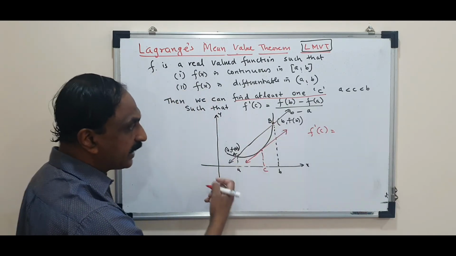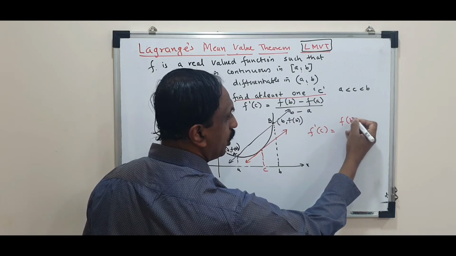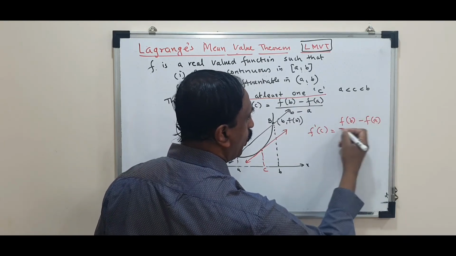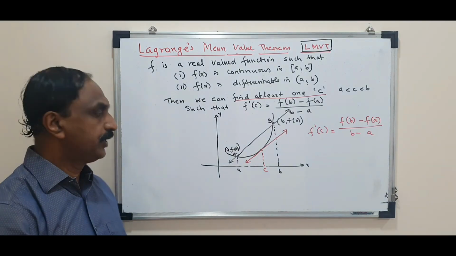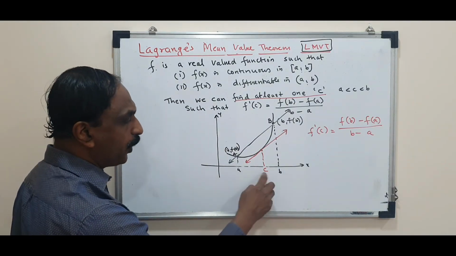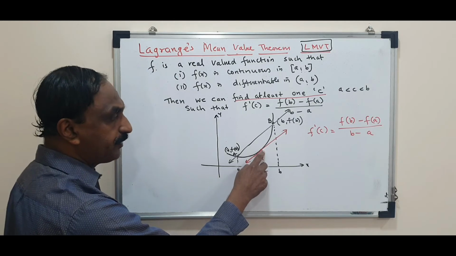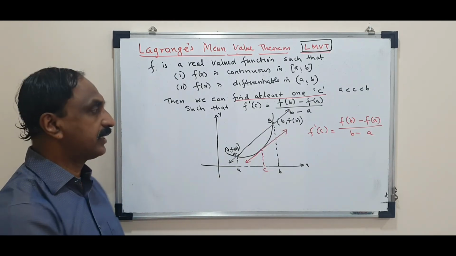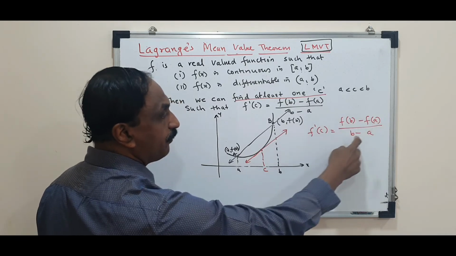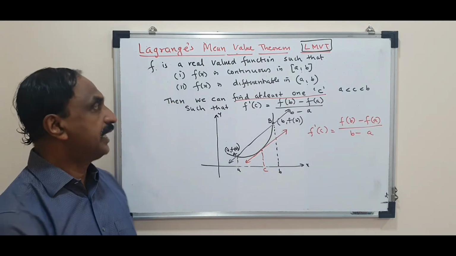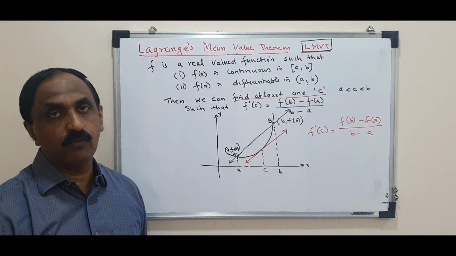Let's find the slope of the secant. y2 minus y1 upon x2 minus x1. That is exactly what we have written here. You will be able to find at least one point C where the slope of the tangent is equal to the slope of the secant. That is, f dash of C is equal to f of b minus f of a upon b minus a. And that is what is known as Lagrange's mean value theorem.